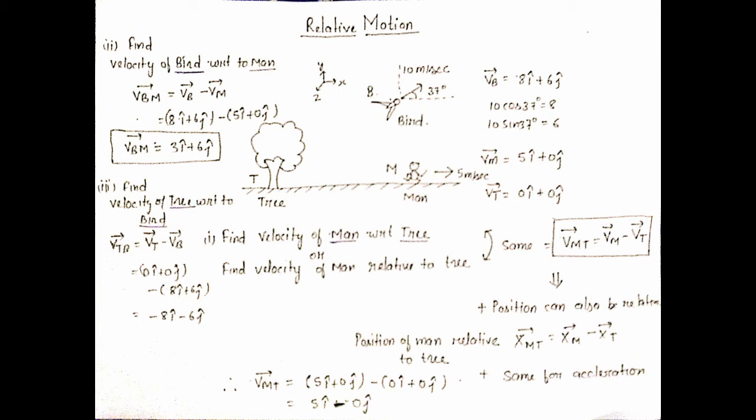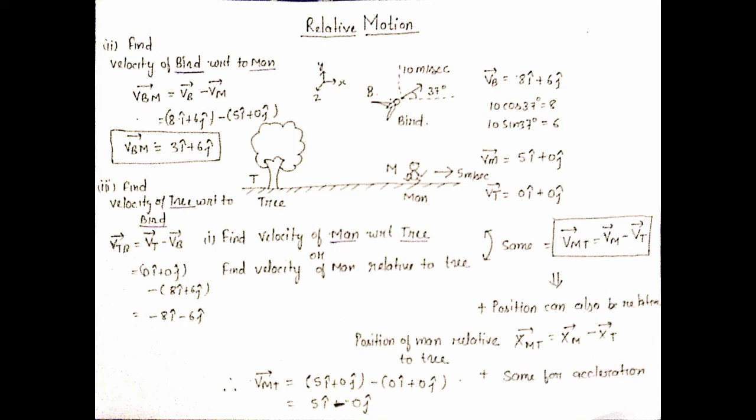Now take another example, where we are asked to find the velocity of the bird with respect to the man. It can be denoted in vector form as VBM equals VB minus VM. VM is the frame of reference with respect to which the velocity is to be determined. So it is 8 i cap plus 6 j cap minus 5 i cap plus 0 j cap, that comes out to be 3 i cap plus 6 j cap. So here VBM equals 3 i cap plus 6 j cap.